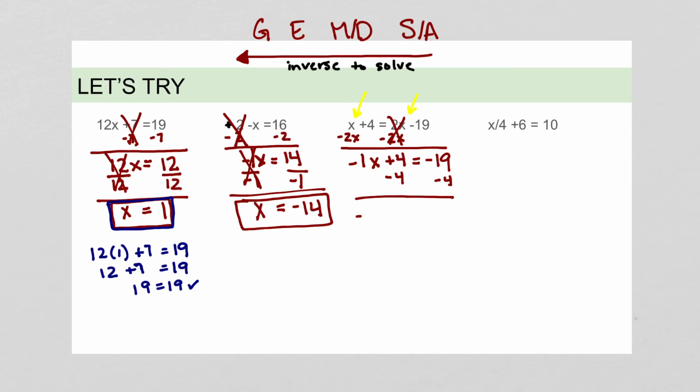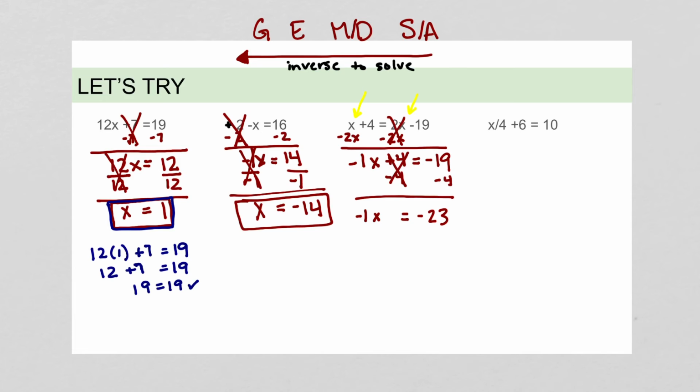So I still have my negative 1x, or my negative x. Positive 4 and negative 4, they add to 0, so I don't need to write them anymore. Negative 19 minus 4, a negative: same signs add and keep, different signs subtract. Keep the sign of the larger number, then you'll be exact. Well, I've got the same sign, so I'm going to add and keep the sign. Now I'm so close to being done.